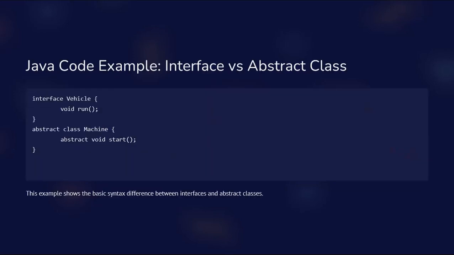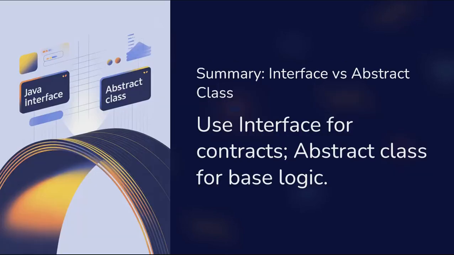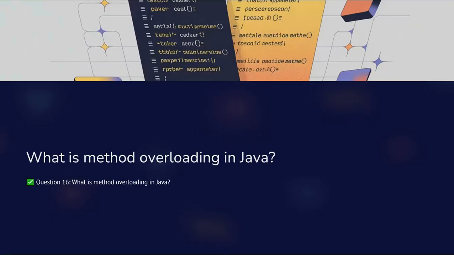So here is an example of an interface as well as an abstract class. An interface is declared with the interface keyword. You cannot create an object of an interface, and you cannot create an object of an abstract class either. By default, all the methods of an interface are abstract, but in an abstract class, you have to declare an abstract method using the abstract keyword. So this example shows the basic syntax difference between interfaces and abstract classes. The summary is, use interface for contracts, abstract class for basic logic.